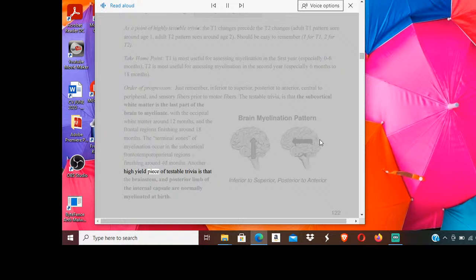Another high-yield piece of testable trivia is that the brainstem and posterior limb of the internal capsule are normally myelinated at birth. Brain myelination pattern.